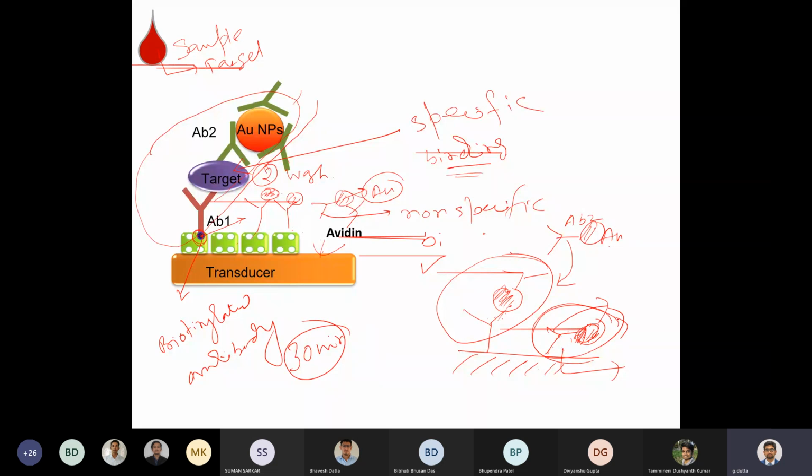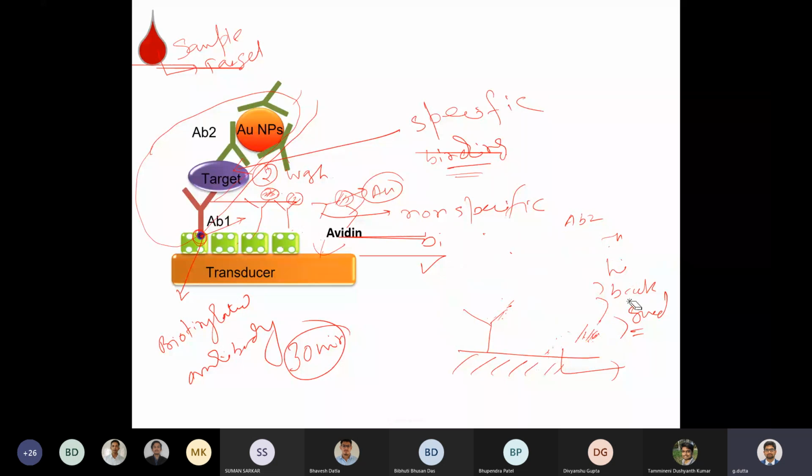Anyway, this non-specific binding can cause a higher background. Why can it cause a higher background? Because, see, the question will come: what is the background current? I already mentioned that last class, and I am repeating it again. Background current means the zero concentration current, right? If your sample contains no target, then although you are adding your sample and washing, there is no target. That's why nothing will be here on the primary antibody.